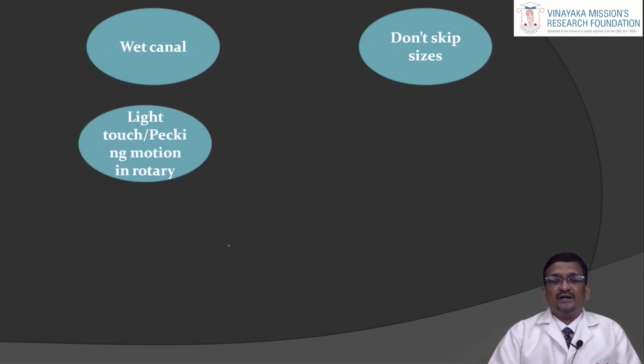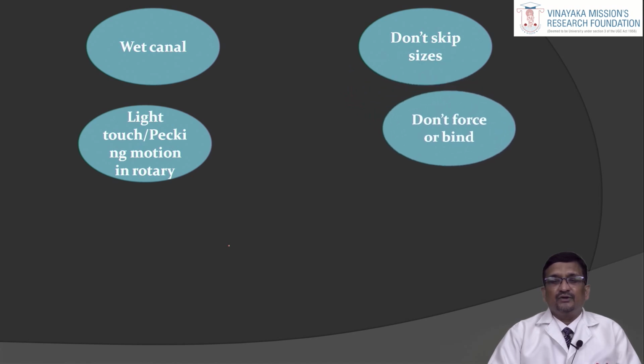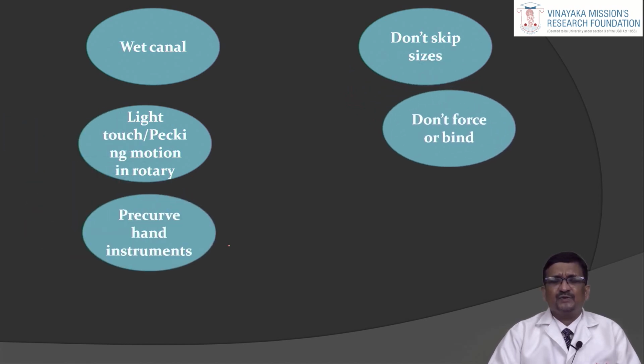Okay, so using rotary, we have to have a light touch or pecking motion. Don't push aggressively, and don't force or bind anything, hand file or rotary file. And pre-curve hand instruments: whenever you are having a struggle or you are having a curved canal, always pre-curve hand instruments, use them and then use rotary again.